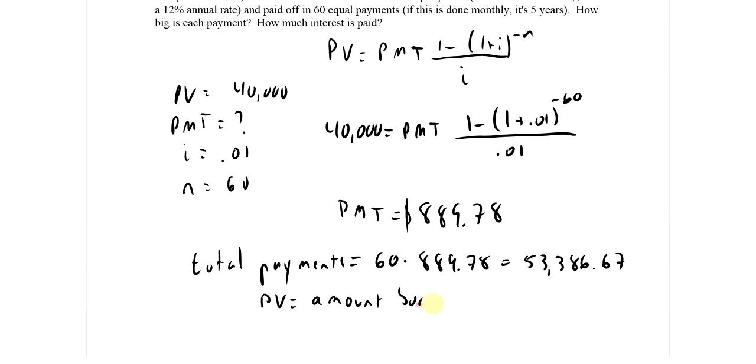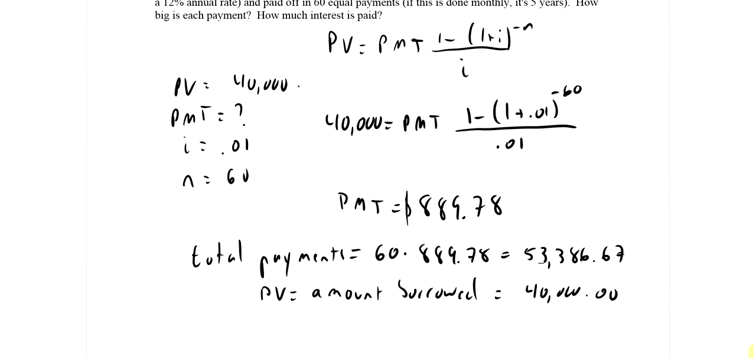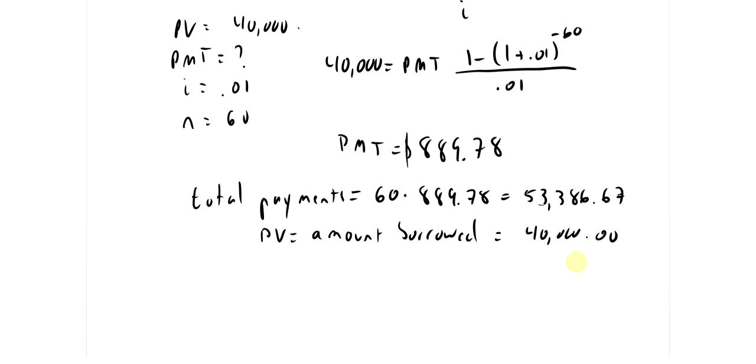I usually think of present value as how much I'm borrowing. Well, I borrowed 40,000, right? That's my present value. So this is how much you paid, this is how much you borrowed. How much did you pay in interest? Well, that's the difference. This number minus this number, $13,386.67. So how much you paid total minus how much you borrowed, that's how much interest you paid.